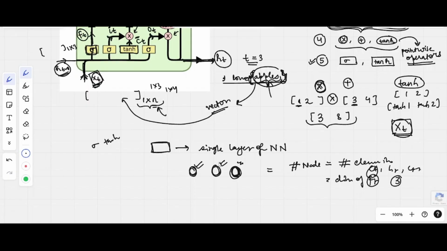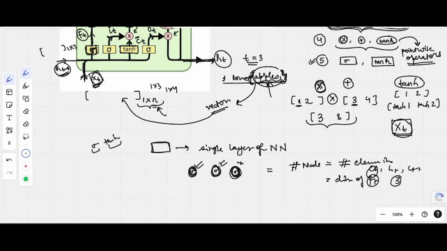Now we see that there are these sigma and tanh written over these boxes. These are nothing but the activation function in each of the nodes. Each node in the layer will have the same activation function. So if sigma is written, then every node in this layer will have sigma as the activation function, and similarly for tanh. Now why do we have different activation functions? Why do we have sigmoid? Why do we have tanh? And why are we not considering only one?